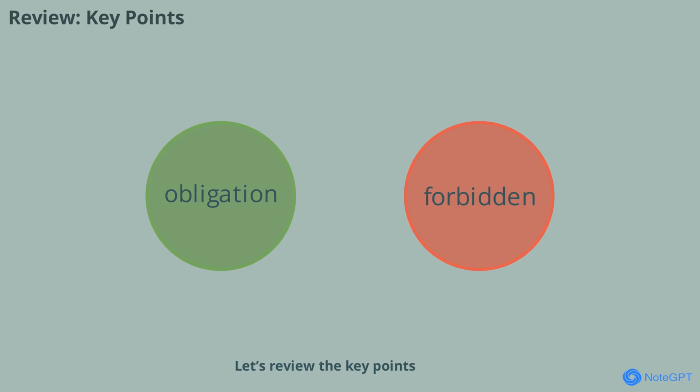Let's review the key points. Have to is used for strong obligations and things that are necessary, whether because of rules, laws, or situations. The form changes with tense and subject. The negative form don't have to means there's no obligation. And remember, must not is for things that are forbidden.